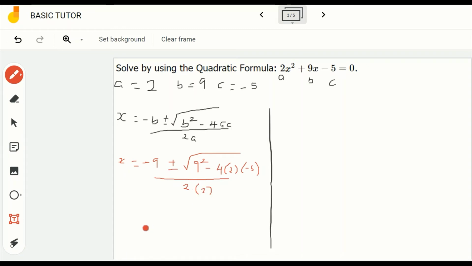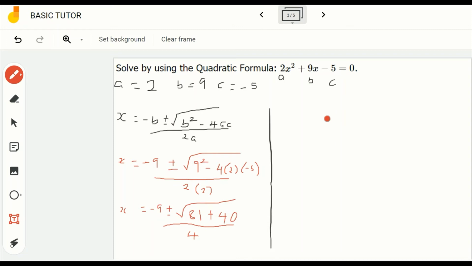Alright, so therefore we have x is equal to negative 9 plus or minus, again we open our square root, 9 squared is 81, which is 9 times 9 is 81, minus, now minus times minus here is a plus, so it becomes a plus. 4 times 2 is 8, 8 times 5 is 40, this is 40, divided by 2 times 2 is 4.